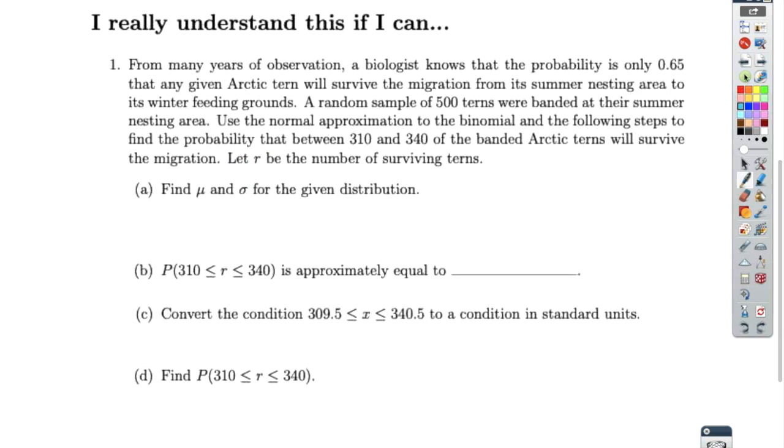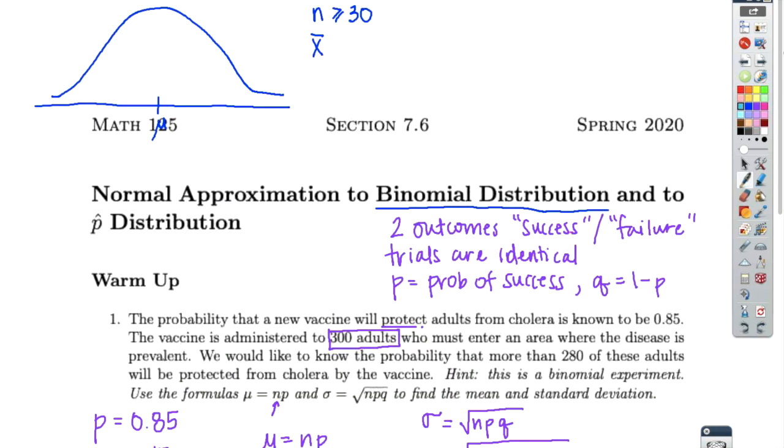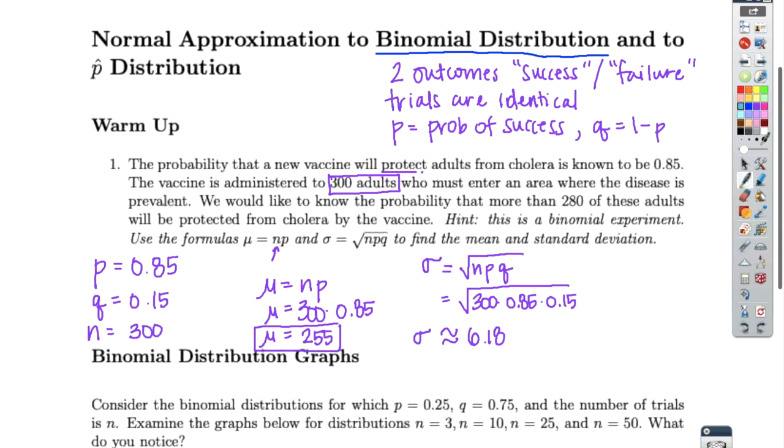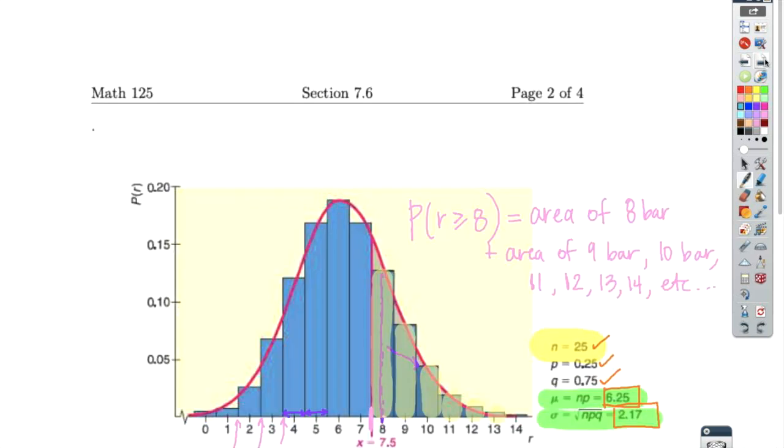Okay, so going back to the beginning of the notes, remember that for a binomial distribution, mu equals np and sigma equals square root of npq. This is just for any binomial problem. Okay, so we'll use those here.